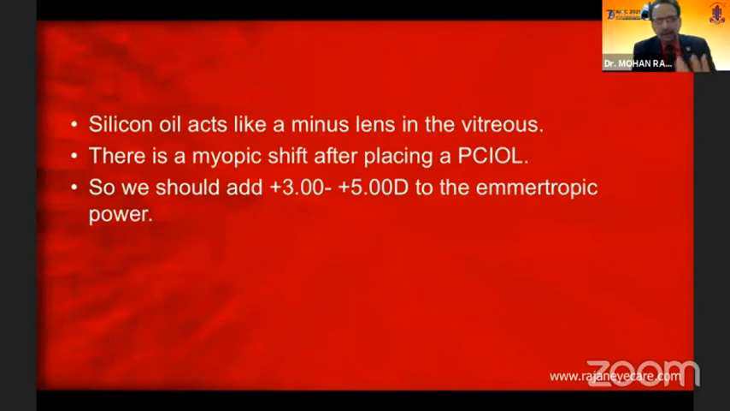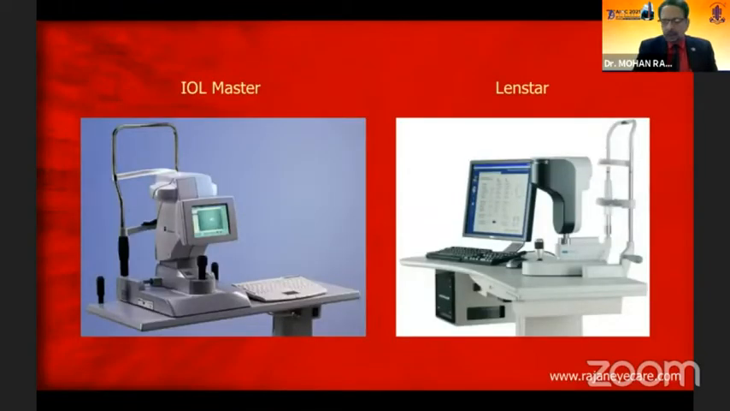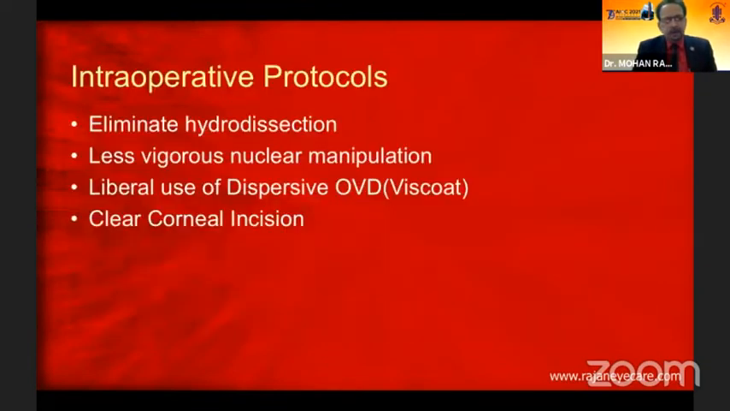Actually, silicone oil acts like a minus lens. So we should add about +3 to +5 diopters to the emmetropic power. And IOL Master, Lenstar, these are the optical biometry. I'm sure everybody has this nowadays, and it has become the gold standard as far as IOL power calculation is concerned.